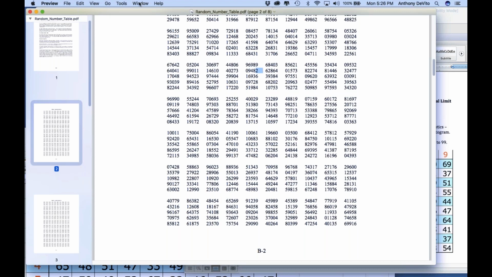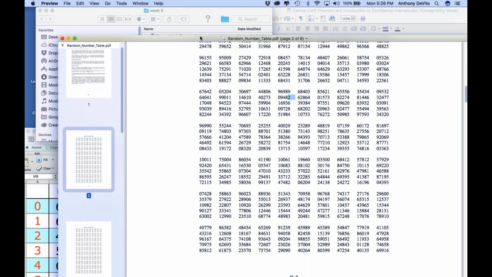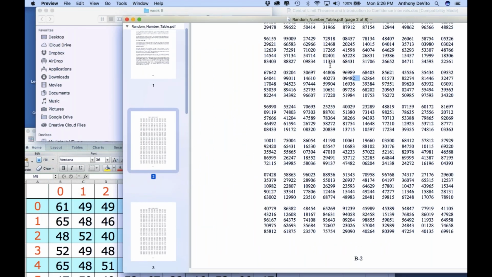Presumably, these are random numbers, right? That's why this random number table was generated. Except what I'm going to do is use these random numbers to help me select the subjects that are going to be my random sample for my population.